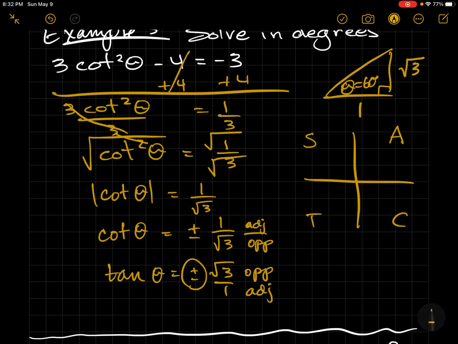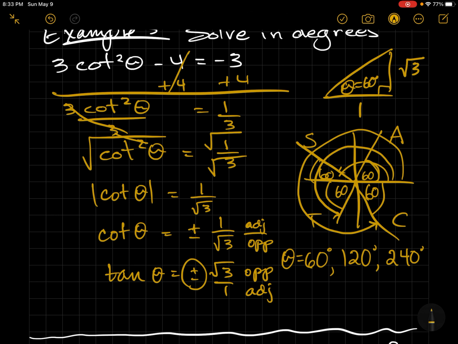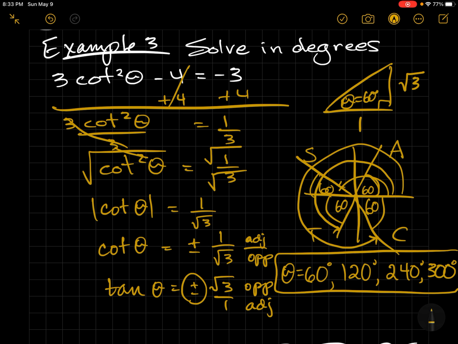Well, all students take calculus, and we definitely see that if I put a 60-degree reference angle here, here, and here, and remember it's always nestled against the x-axis, that gives me theta equals 60 degrees. This one is 120. If I stop here, that's 180 and 60, gives me 240. And if I go all the way around to that one, I get 300. So wow, we get 4 solutions.